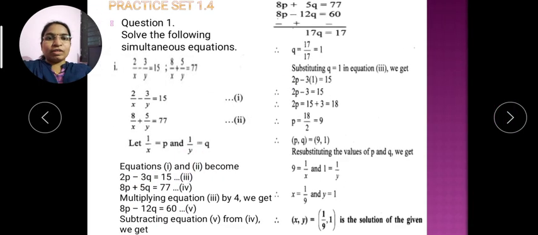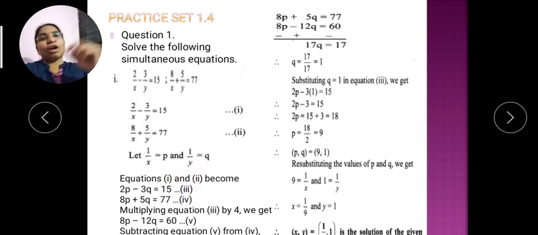Now look at equation third and equation fourth. Are these linear equations in two variables? Yes. So after making these equations into linear equations in two variables, then solve by using any method. So many examples I explained to you. Up to this, understood? This is the only extra step in this practice set. The other remaining steps are the same.